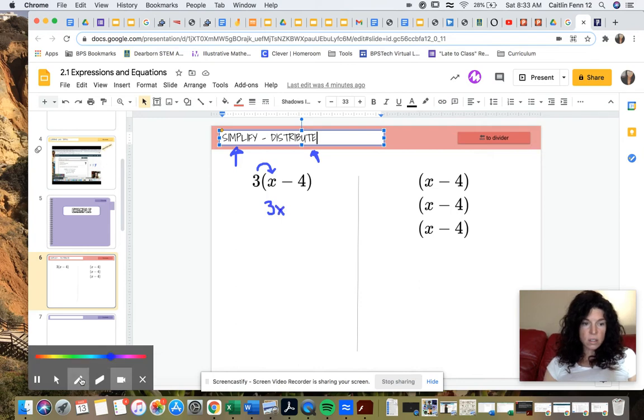And then we're also going to distribute to this -4. This negative sign goes with that 4. It's like they're connected. So that 3 is going to go to the -4. So 3 times -4 is -12. So there it is. There's a simpler version.